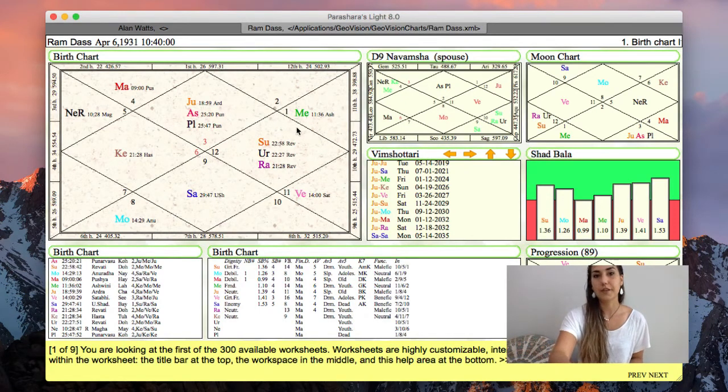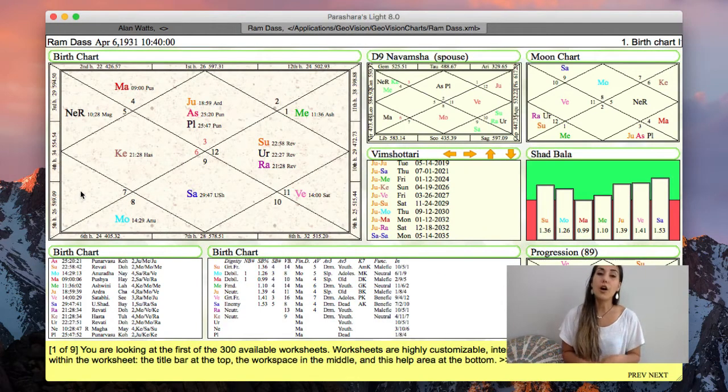And so like Mercury, for example, 1, 2, 3, 4, 5, 6, 7. Mercury is aspecting the 5th house. This is going to be with every single planet, and these aspects are going to bring different things. Okay, they could create different yogas.